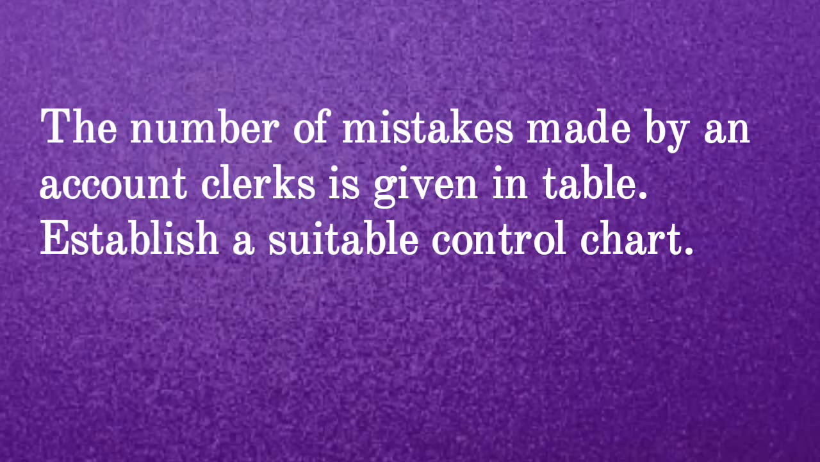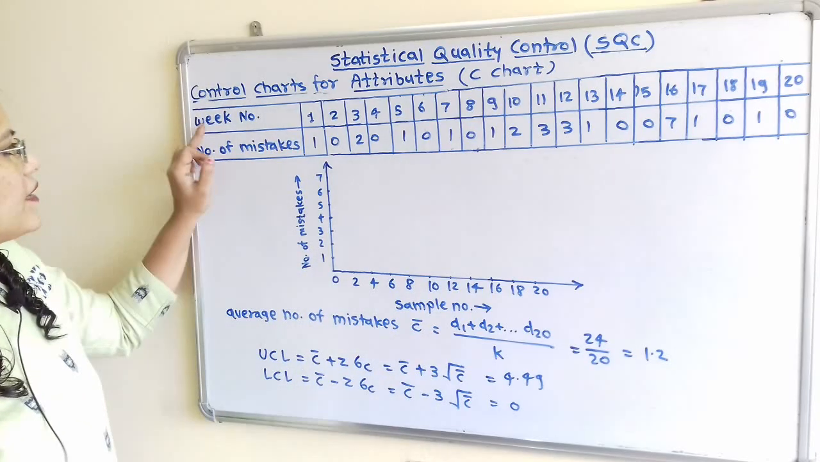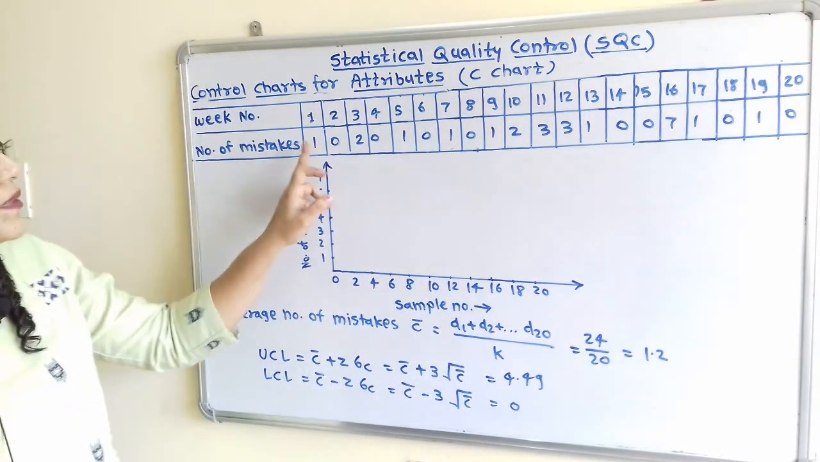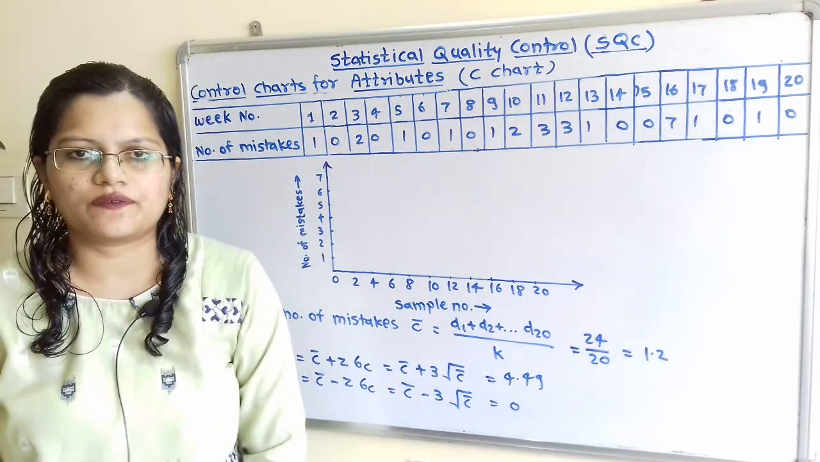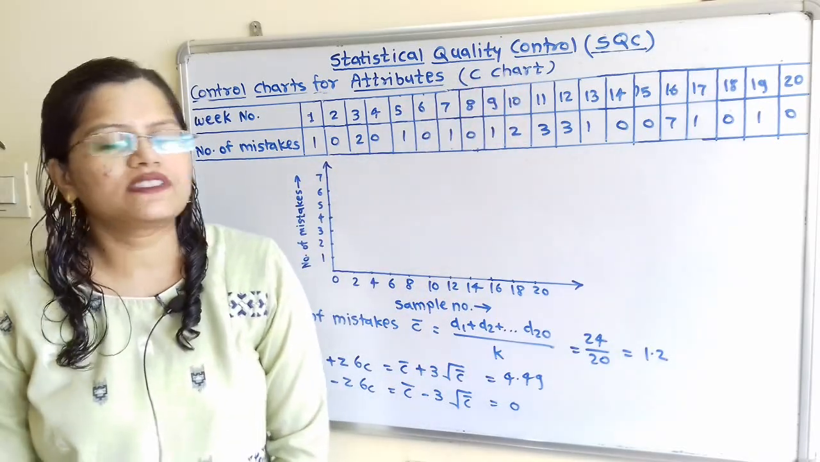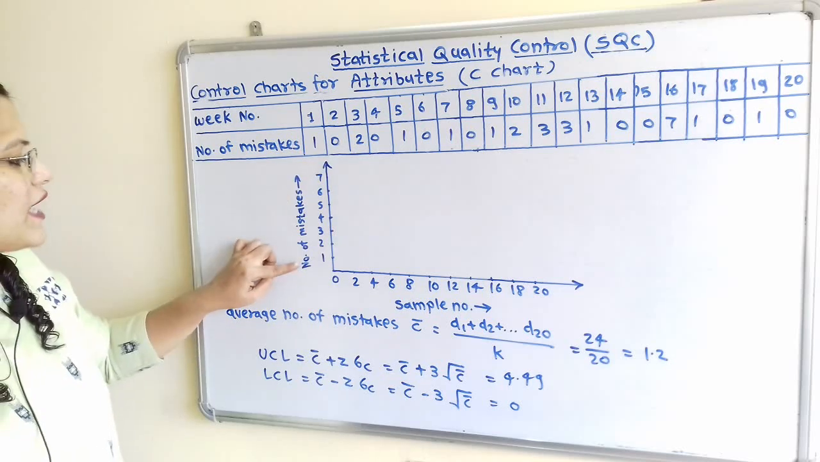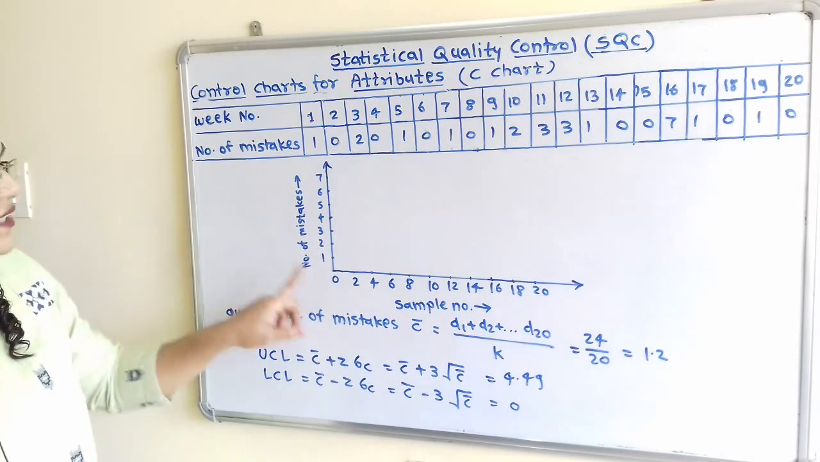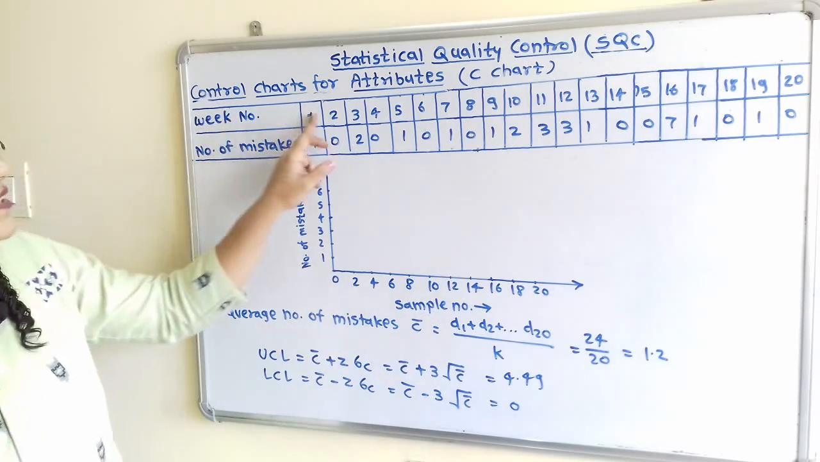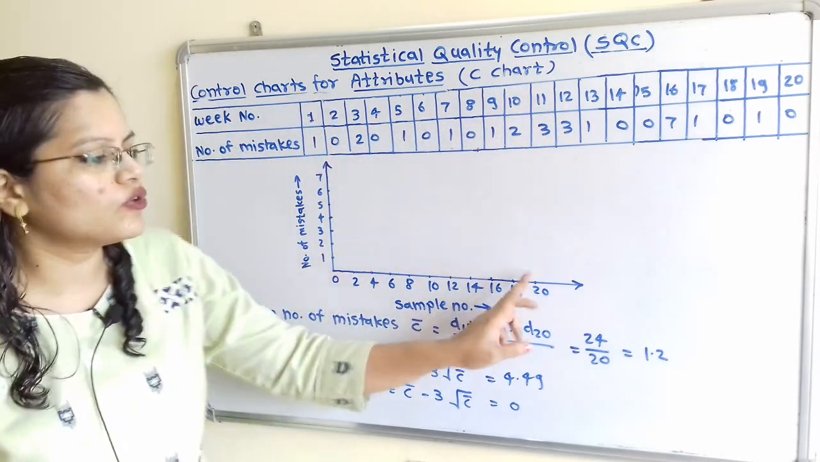Given question: the number of mistakes made by an accounts clerk is given in the table. Establish a suitable control chart. This is the given table, where week numbers from 1 to 20 are given with the number of mistakes also mentioned. Now we will solve this question by using the C chart. For the C chart, on the vertical line we plot the number of mistakes, and on the horizontal line we plot the sample number, that is week number from 1 to 20.